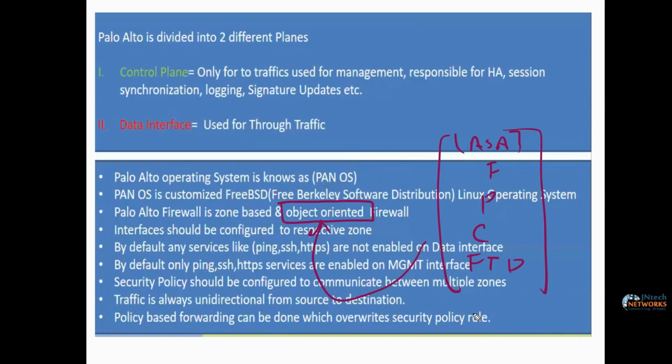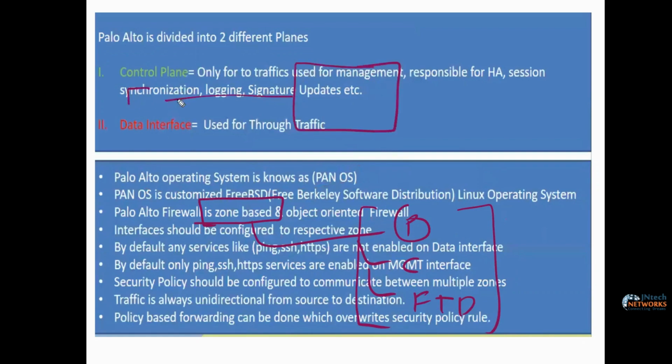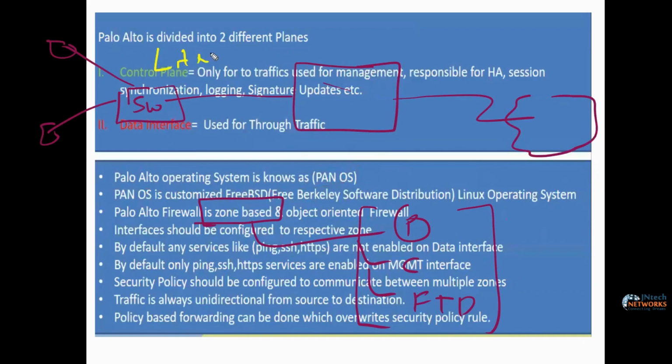But remember always, ASA, Fortinet, Palo Alto, Checkpoint, FTD, these are object-oriented firewalls. Now, Palo Alto is a zone-based firewall box. So Palo Alto, Checkpoint, and Cisco FTD are zone-based firewalls. I told you guys, remember, if you want to allow traffic from one zone, for example from the LAN zone to the WAN zone, you need to configure a security policy.